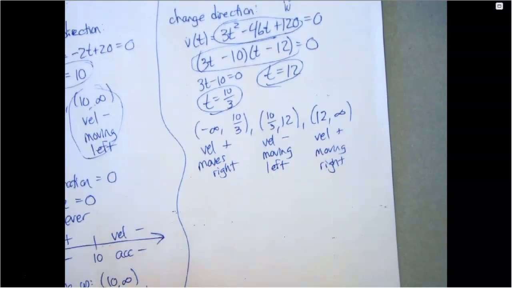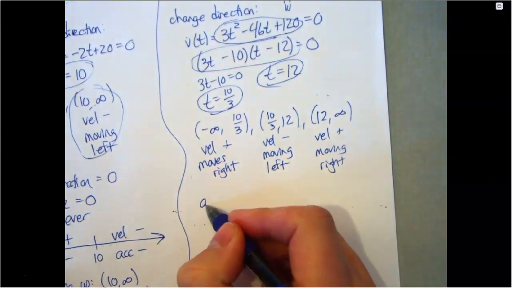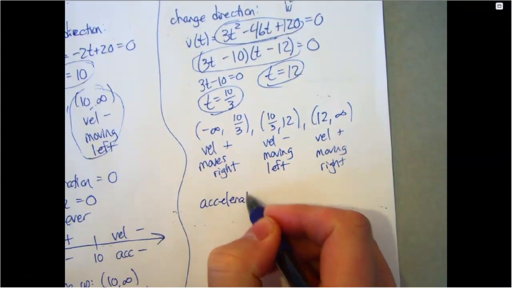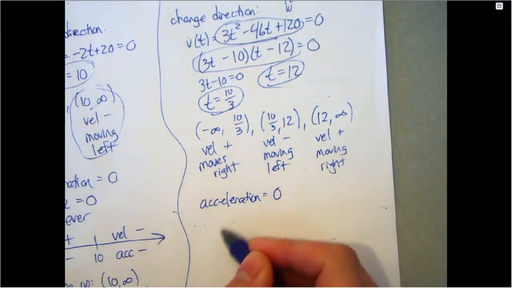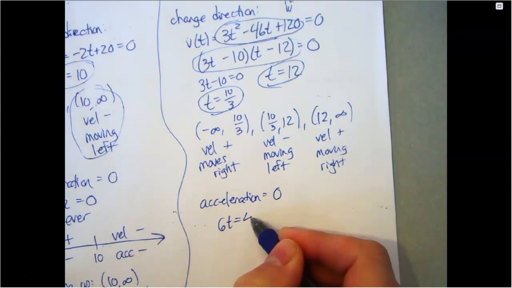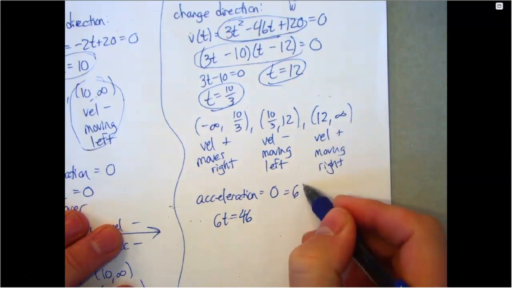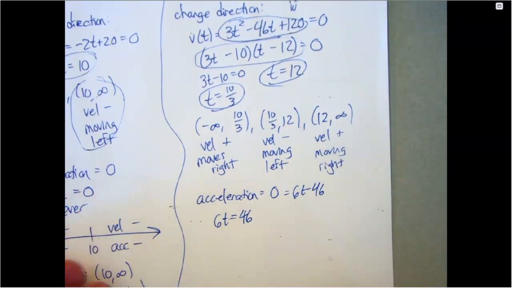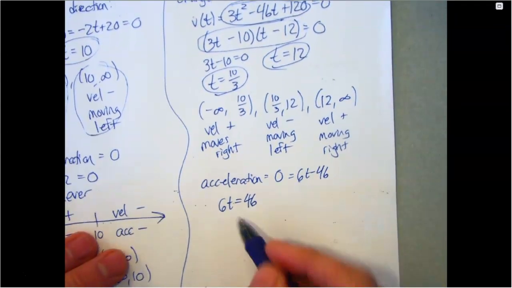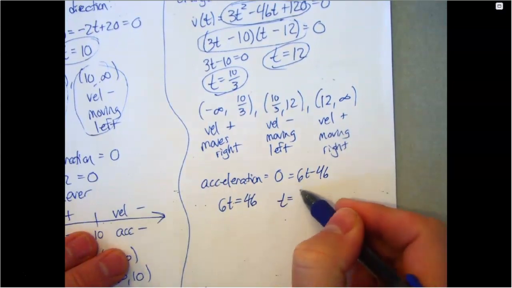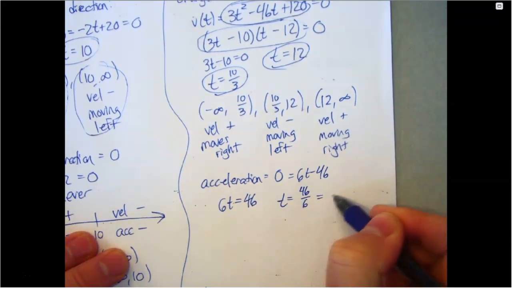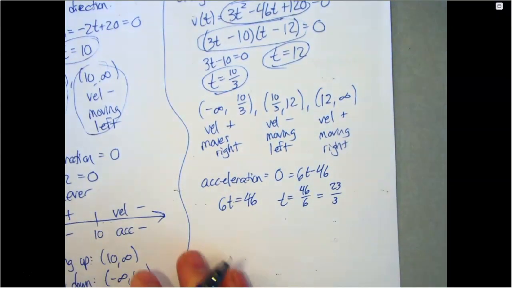The next question they're asking is when the acceleration equals 0. Acceleration is 6t minus 46, so 6t minus 46 equals 0. I think he's going to get upset again. So t is going to equal 46 over 6, or if you want to reduce it, 23 over 3. Does that one also make you angry?